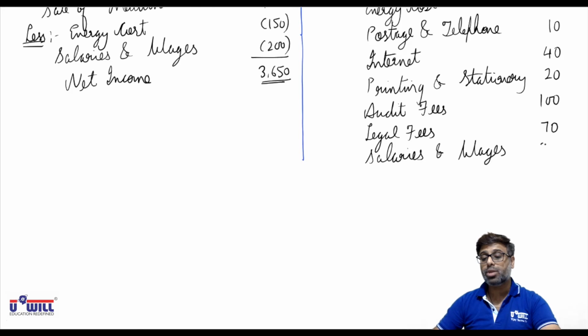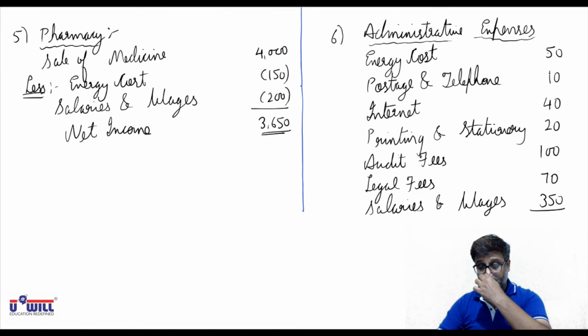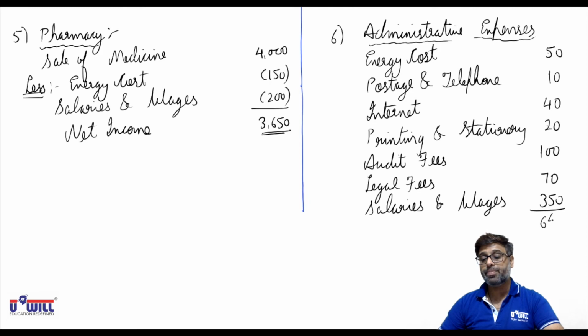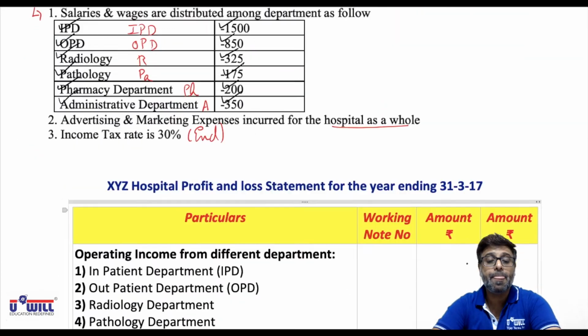What are the total administrative expenses we get? 50, 60, 100, 120, 220, 290. So 290 means 640 total administrative expenses. Okay. Now we can put the items in the format of the P&L statement.